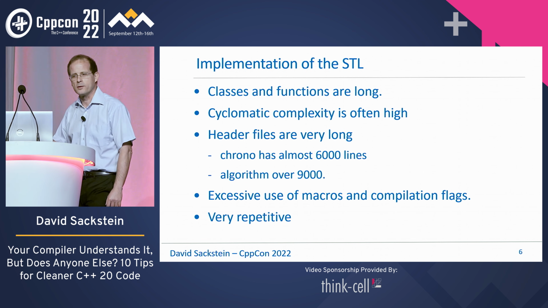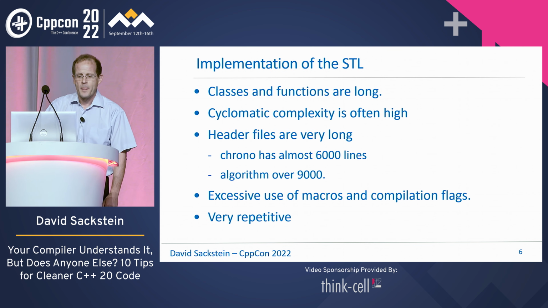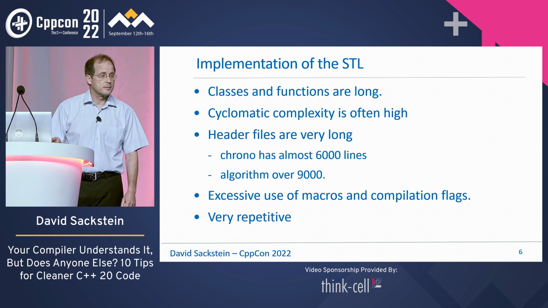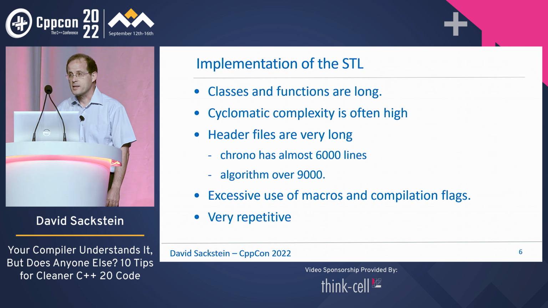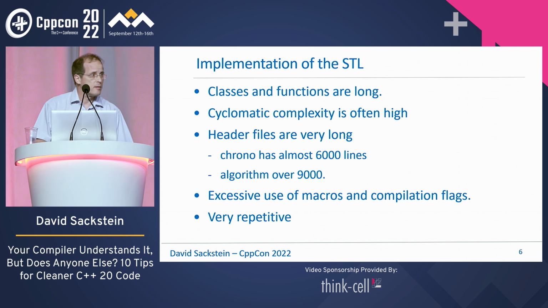Header files are very long. Chrono has almost 6,000 lines. Algorithm has over 9,000. They make excessive use of macros and compilation flags, and some of the code is very repetitive.